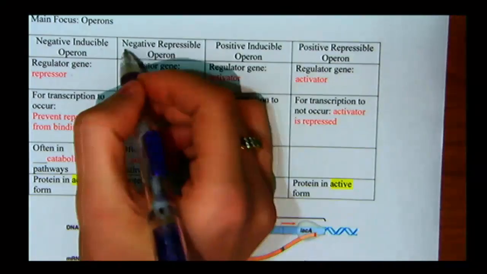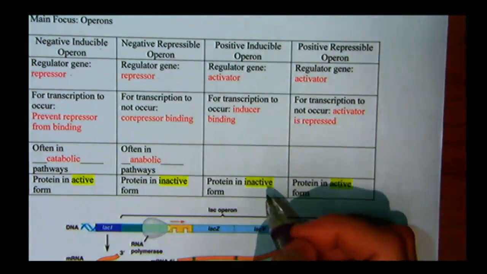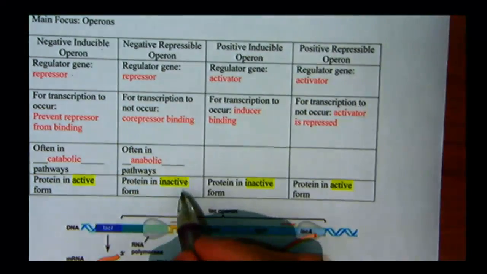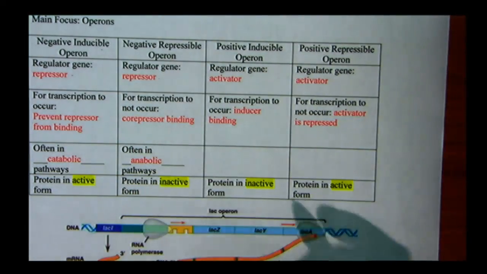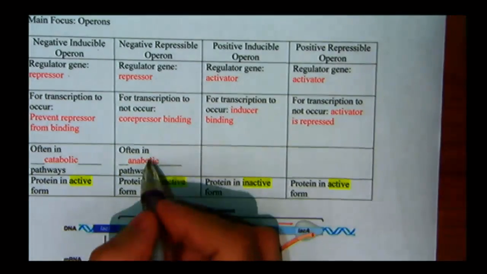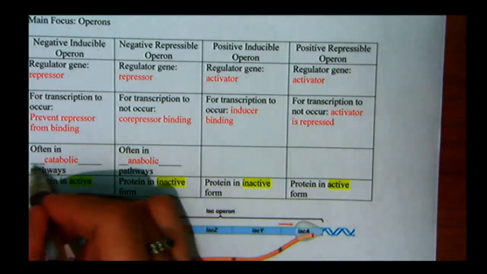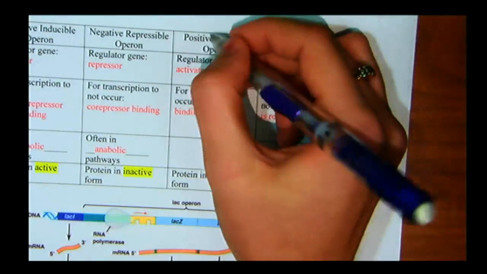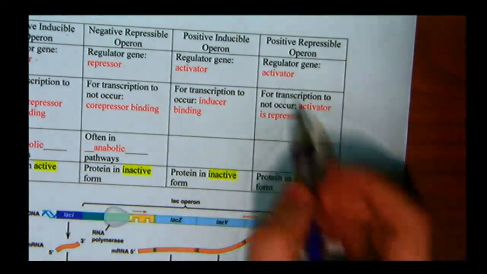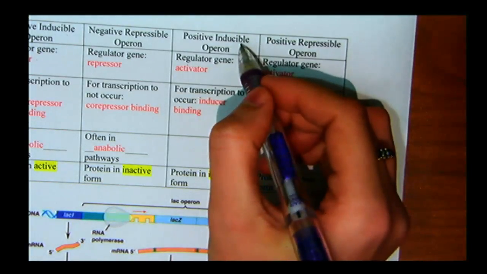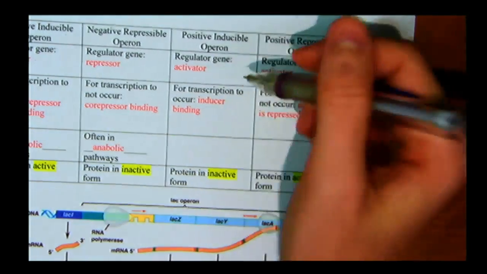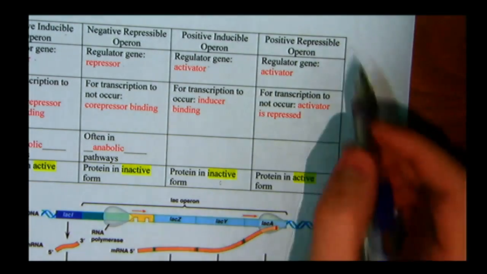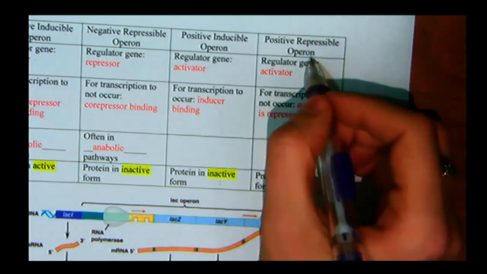When you see positive, you can think activators. And inducible, remember, is usually off. So if the regulator protein is an activator, it has to be in an inactive form unless something happens. And the opposite is true for a positive repressible. You're coding for an activator. The operon itself is usually on, so that means that activator must usually be active and working. Know the difference between inducer, co-repressor. So an inducer is going to activate the activator. A co-repressor is going to help the repressor work.